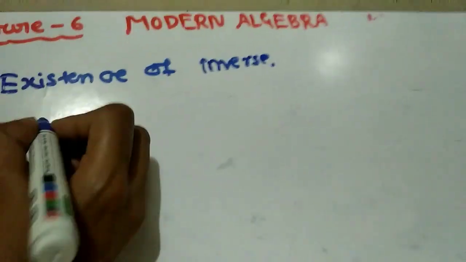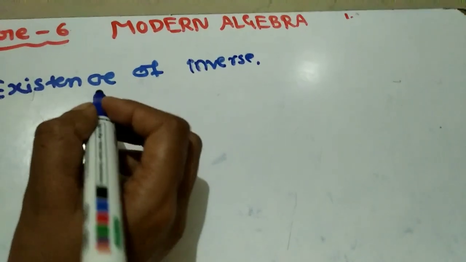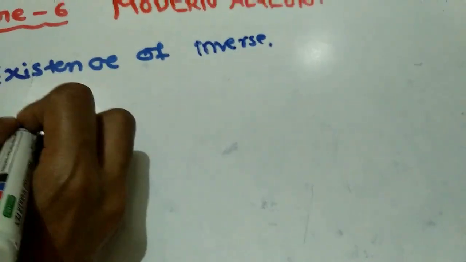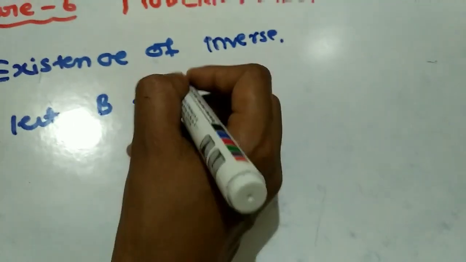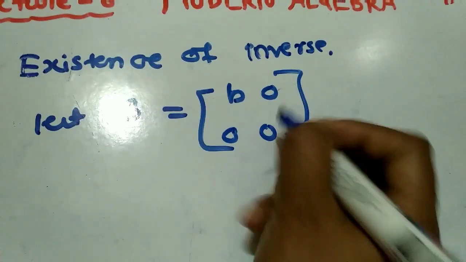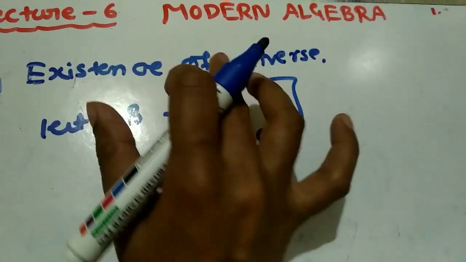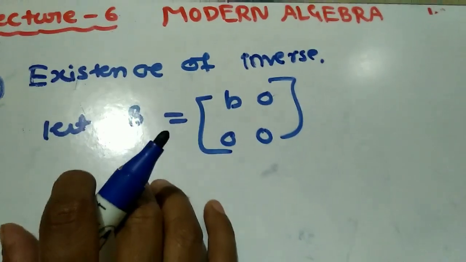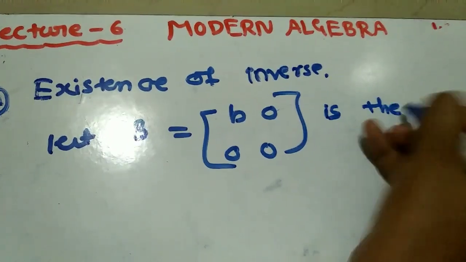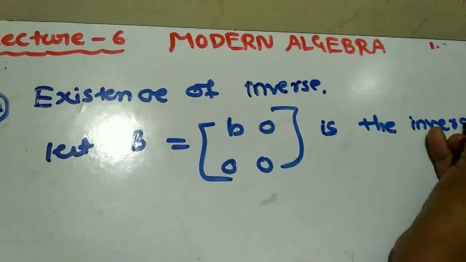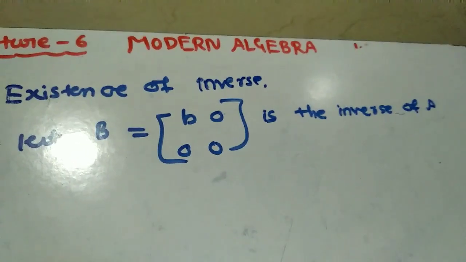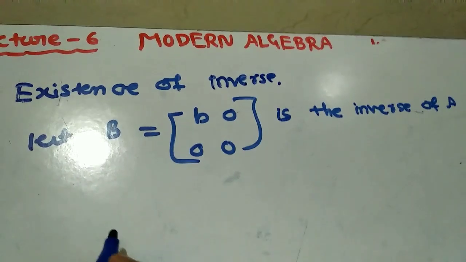So here what we have to find? We have to find the inverse of that element. So here I am going to consider that B, so B means B 0 0 0. Here I am going to check the inverse, so that's why I am considering B is the inverse of A.